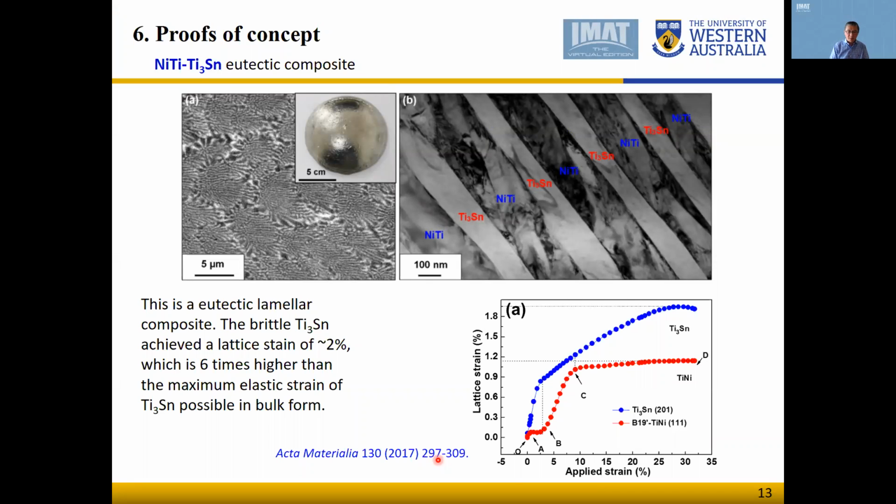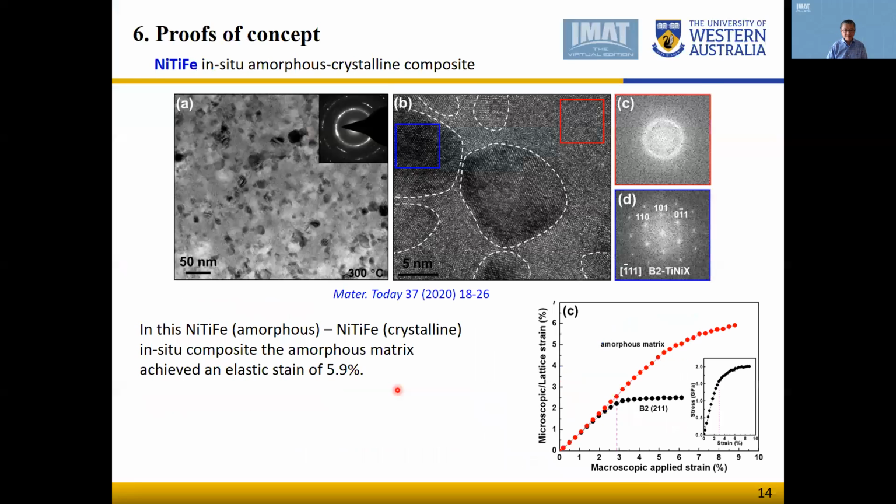And this is another one. If niobium is a soft metal which has the ability not to break and to deform to high elastic strains, here is a brittle intermetallic compound, titanium tin, in a eutectic composite with nickel titanium. In this composite, the titanium tin is able to produce an elastic strain of 2%, which is 6 times higher than the maximum elastic strain we can achieve in bulk titanium tin.